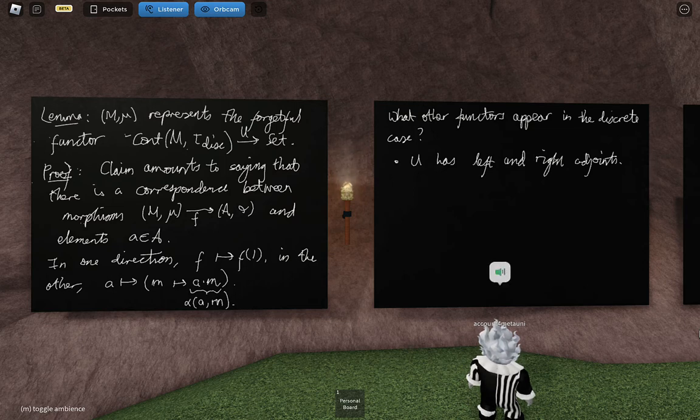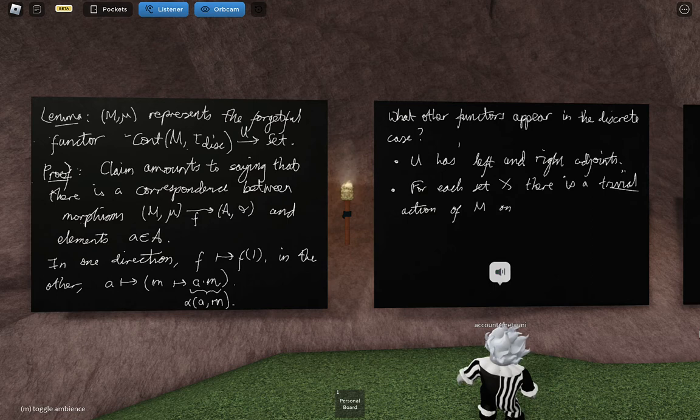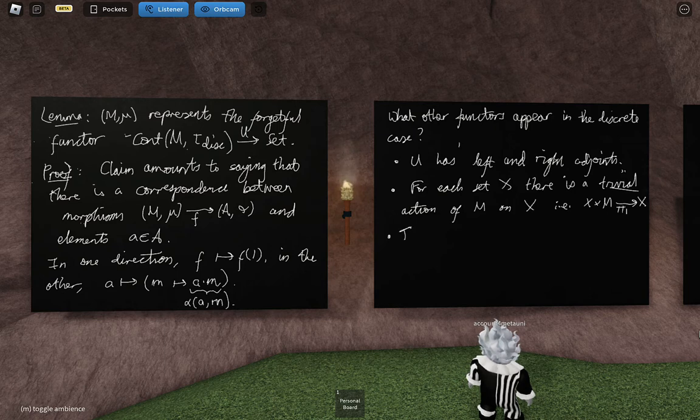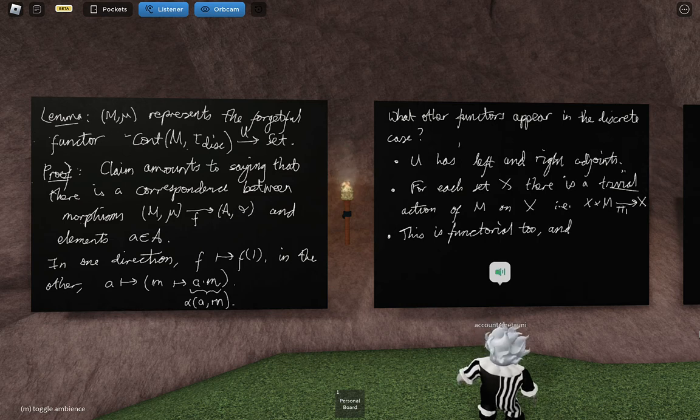Discrete case. Well, U has left and right adjoints. Okay, I will summarize what I'm about to write in a diagram shortly. I also have, for each set X, there is a trivial action of M on X, i.e. I just take the projection. This is functorial. And so I get a trivial action functor from sets to the category of actions of my discrete monoid, and as adjuncts.